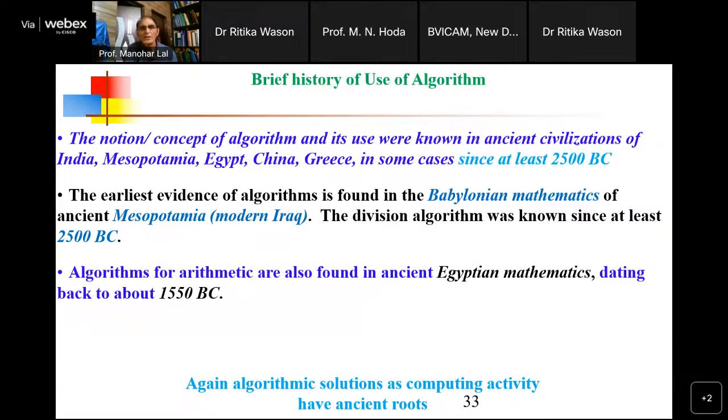Friends, the notion or concept of algorithms was known to ancient civilizations of India, Mesopotamia, Egypt, China, Greece, in some cases since at least 2500 BC, probably for the first time in Mesopotamia. The earliest evidence of algorithm is found in Babylonian mathematics of ancient Mesopotamia, the region which is in Iraq. The division algorithm was known since at least 2500 BC. Arithmetic algorithms are also found in Egyptian mathematics dating back to 1515 BC.